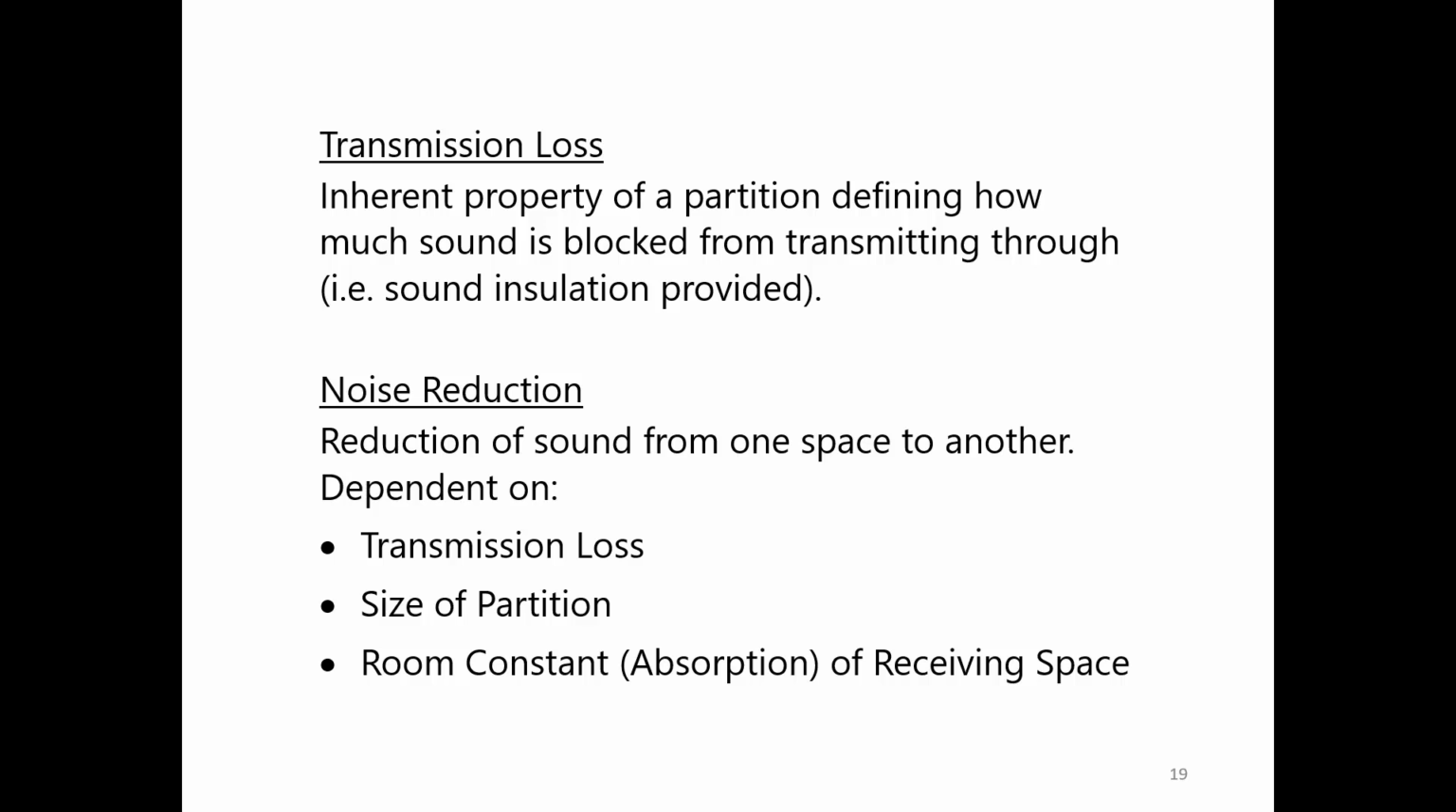So let's go through the definitions of them again. Here we have transmission loss. It's the inherent property of a partition defining how much sound is blocked from transmitting through, that is, the sound insulation provided. Noise reduction is the reduction of sound from one space to another. So it's dependent on the transmission loss. It could be very close to the transmission loss. It might be exactly the transmission loss, but there's also these factors of the size of the partition and then the room constant or the absorption of the receiving space.